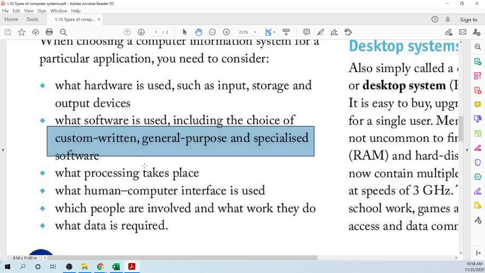Sir, if you're not responding, my internet is not working properly. Okay, you want to try now? What was the question? Which one of the types of software do you think a factory would make use of?